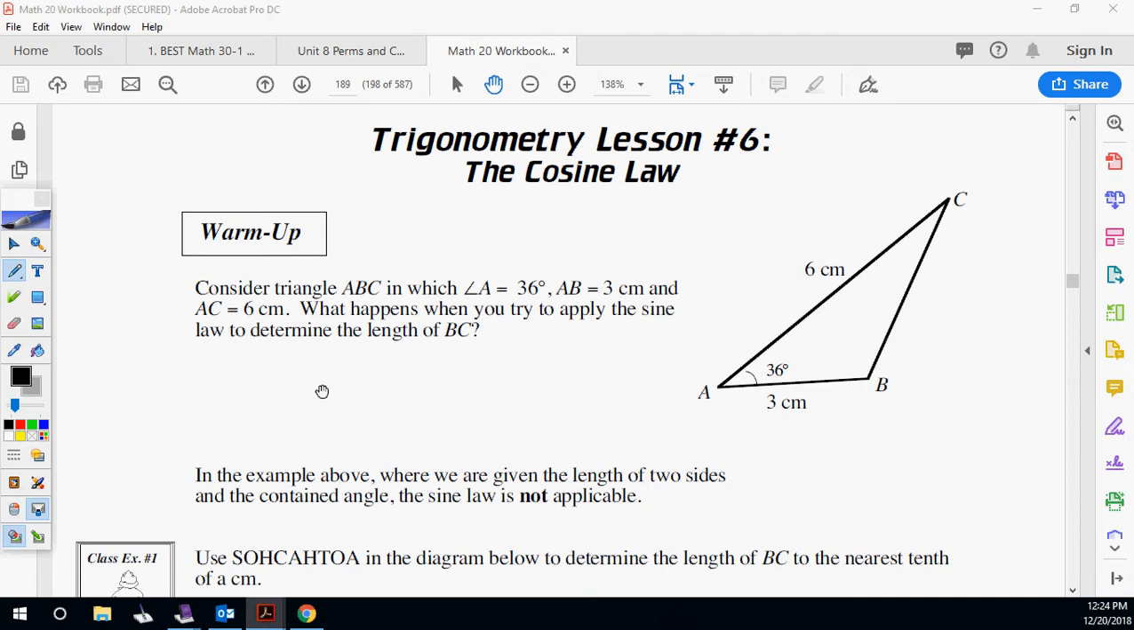Cosine law. Okay, so then consider triangles just to warm up here. Consider triangle ABC, in which angle A is 36, AB is 3, and AC is 6. So the problem here is that if we try to do sine law, why can't we do sine law? This is why we need cosine law.